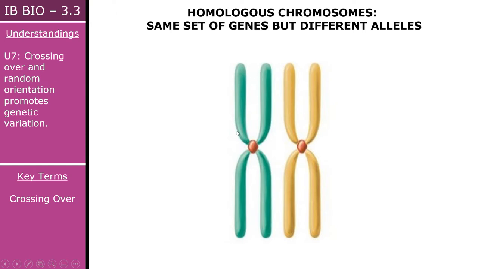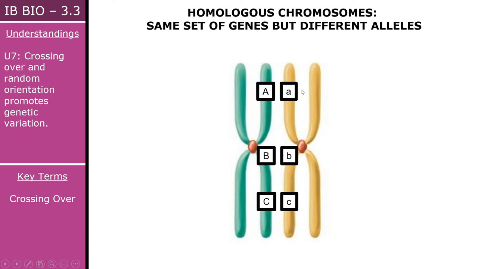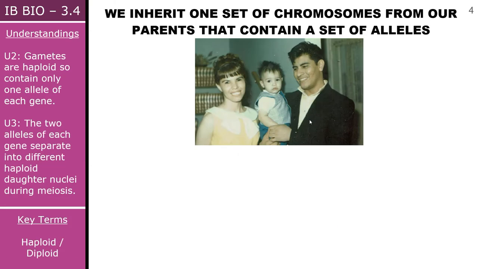So if on this chromosome 1, I have genes A, B, and C, on its homologous pair, also chromosome 1, it's also going to have gene A in the same place, gene B in the same place, gene C in the same place, but the alleles might be different. And again, the alleles just differ in one or two bases, and that occurs via mutation, right?